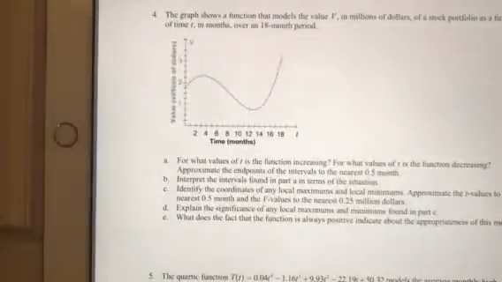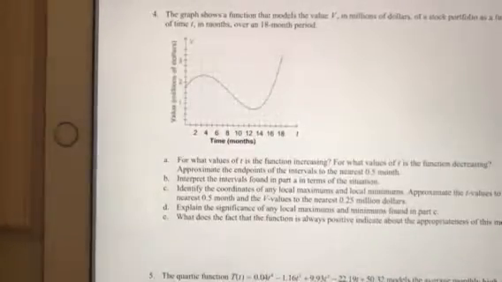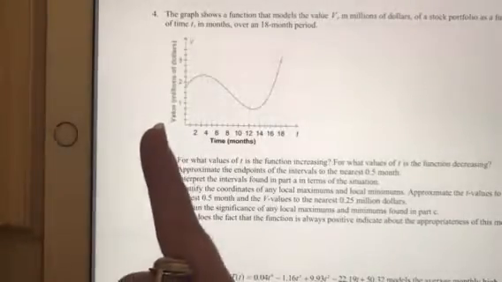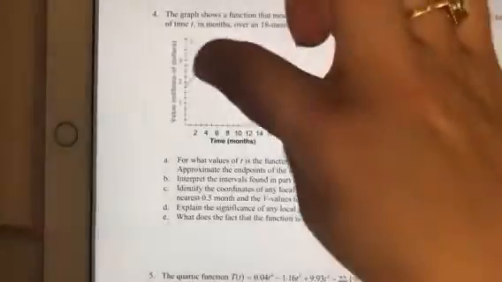The graph of the function shows V in million dollars of stock portfolio over time in months. Guys, they're giving you the graph. All they're going to do is ask you, for what values of t is the function increasing? When are we going uphill? So that's from 0 until we hit this peak right here, which looks like 3. So from 0 to 3, we're increasing.